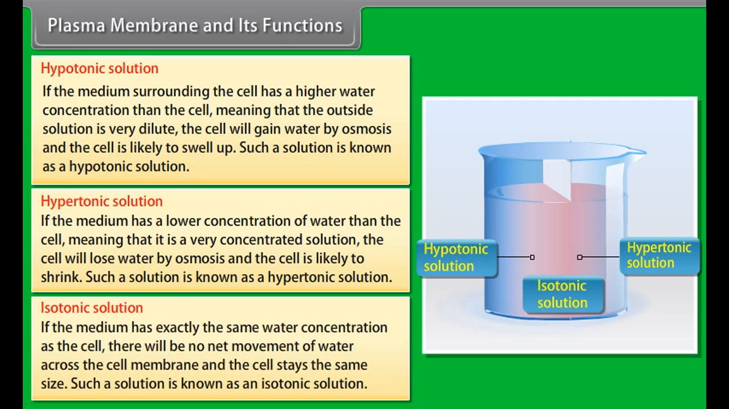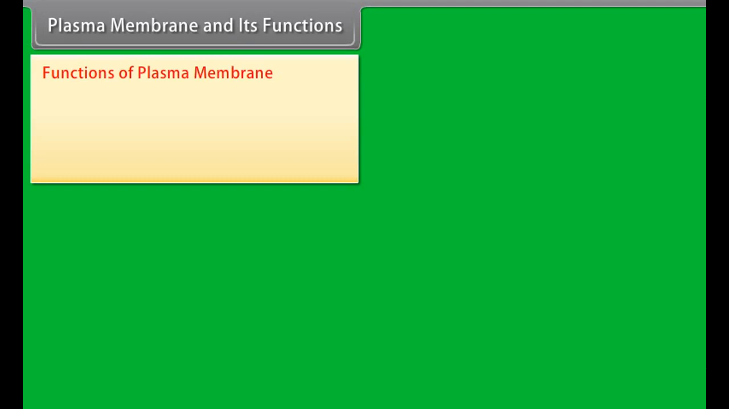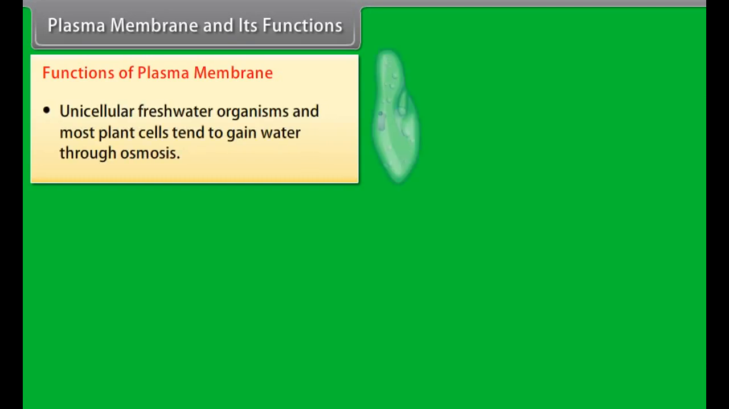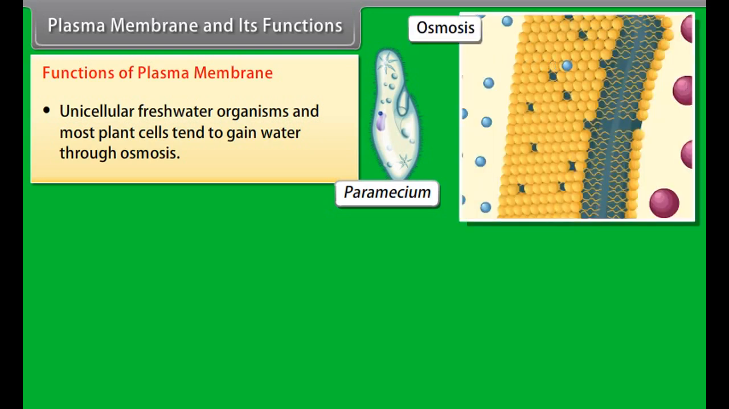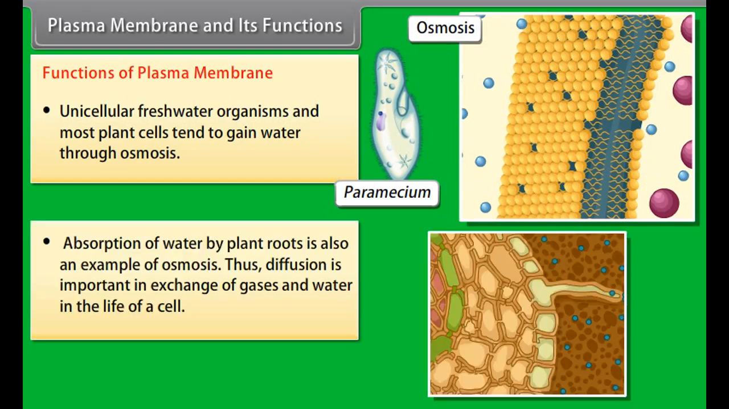Such a solution is known as an isotonic solution. Functions of plasma membrane. Unicellular freshwater organisms and most plant cells tend to gain water through osmosis. Absorption of water by plant roots is also an example of osmosis. Thus, diffusion is important in exchange of gases and water in the life of a cell.